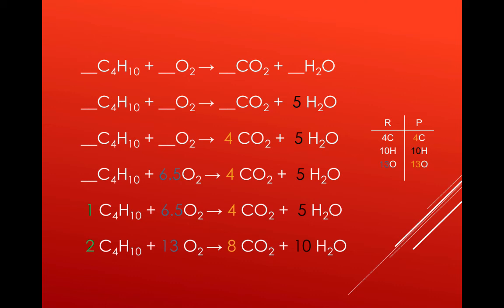This changes our table values by a multiplier of 2 as well. As you can see, they still balance: 8 carbons, 20 hydrogens, 26 oxygens. At the top, we have our skeleton equation. On the bottom, we have our balanced chemical equation.